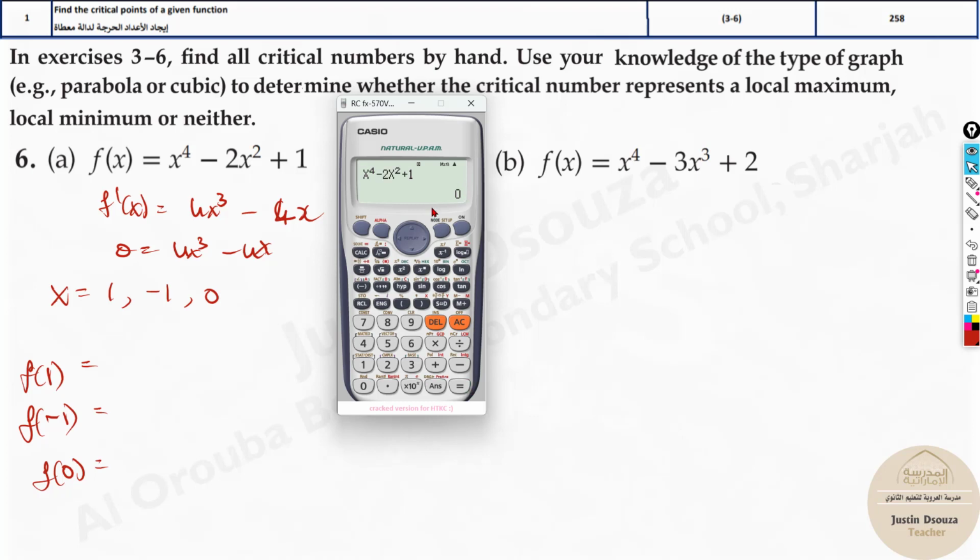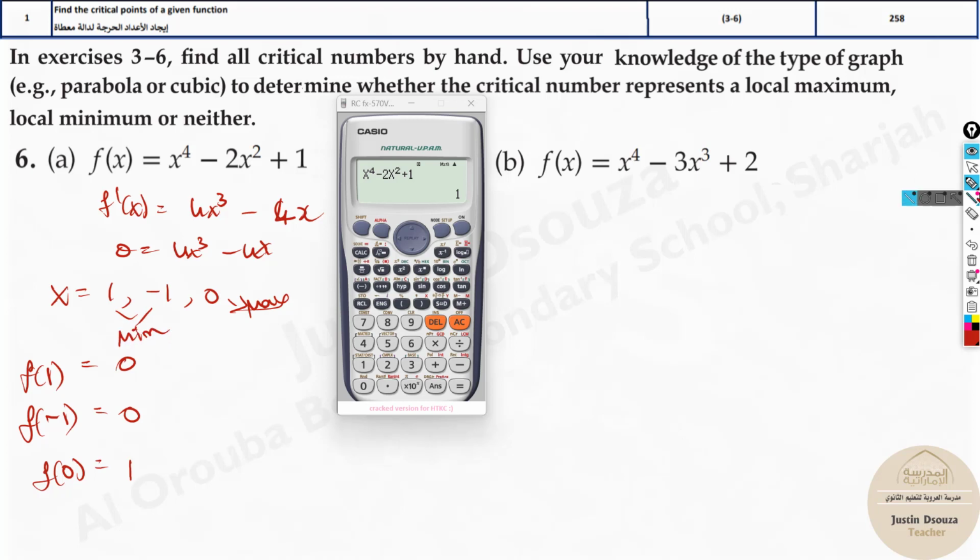I will start with 1. It is 0 if I have 1. Now let me try CALC minus 1. Again it is 0. So now both values, I got 0 and 0. So they are equal. If they are maximum, both are maximum. If they are minimum, both are minimum. And let's check CALC of 0, and it's 1. So this is the maximum point, and these both are minimum points.